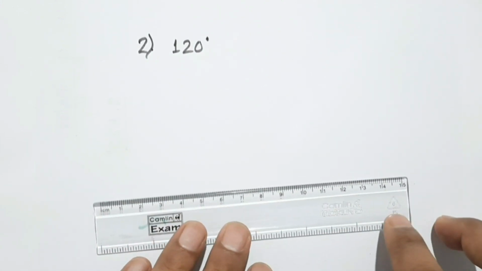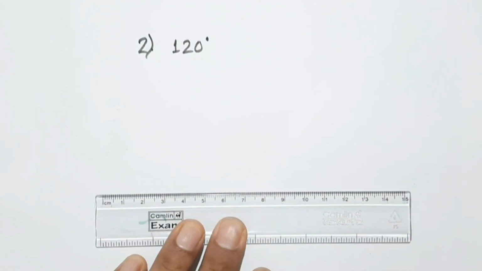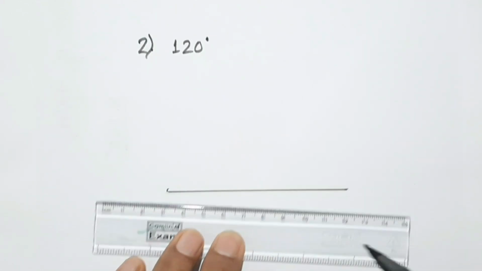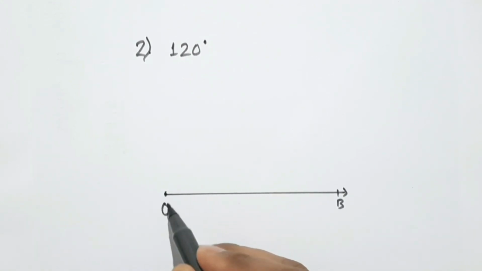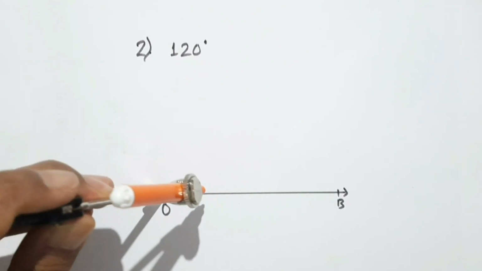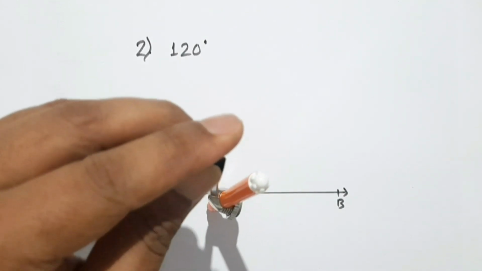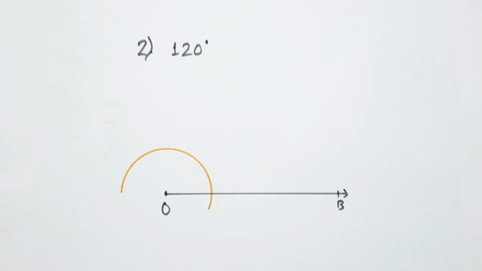Now we are going to construct a 120-degree angle. For that, first we are going to draw the base. This is our base of the angle, and I'll mark this point as B and this as O. From here we are going to construct the 120-degree angle. We make O a center and draw a semicircular arc cutting the ray OB. Here this arc cuts ray OB at this point.